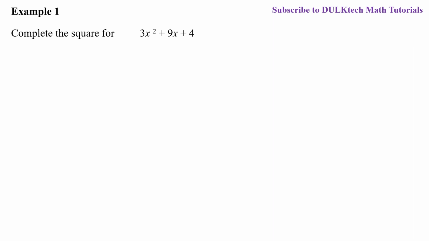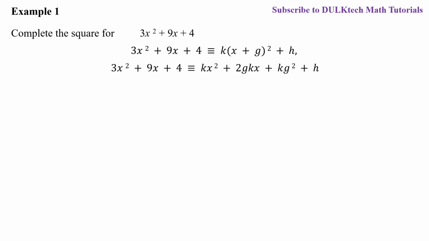We are given this one: complete the square for 3x squared plus 9x plus 4. So we are going to let the whole of this expression be identical to an expression k factor of x plus g squared plus h. So let's expand this right hand side, and if we expand the right hand side, we find this expression.